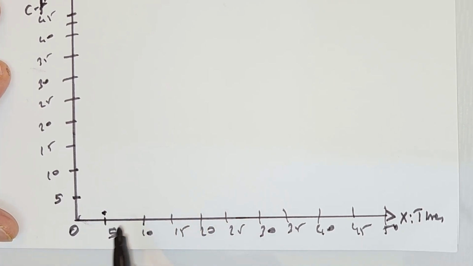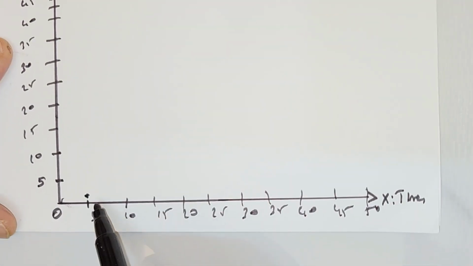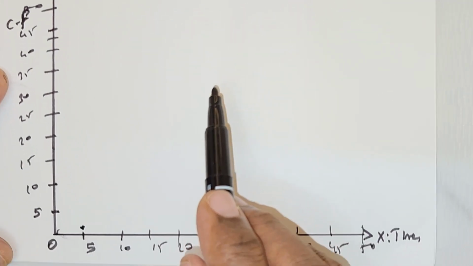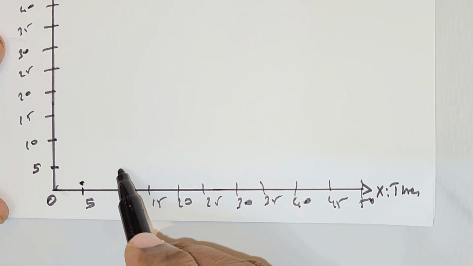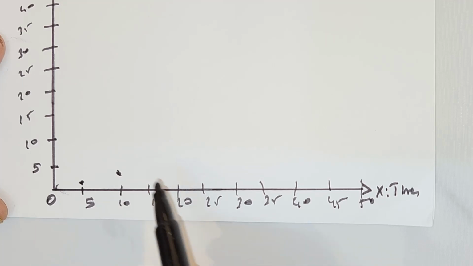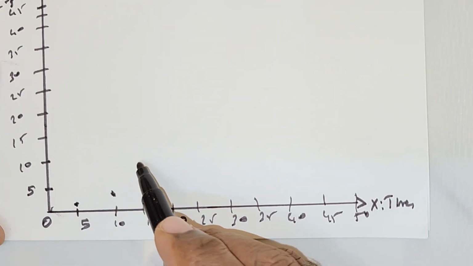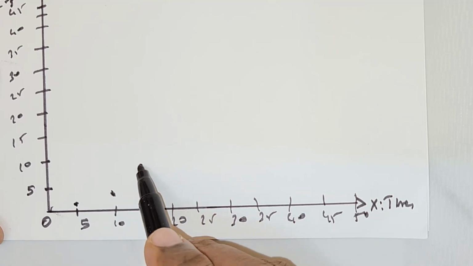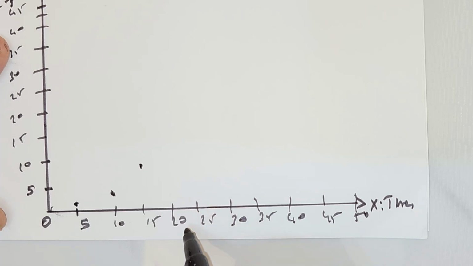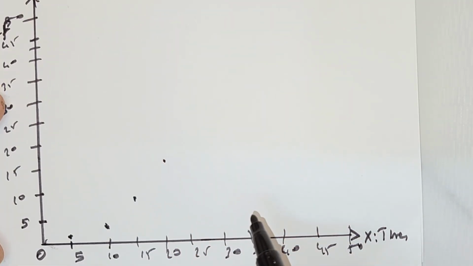Of course, you might be asking me, how do I know? Because this is just an approximate plot. 5, 1. Okay. Next is 10 minutes. How many students have completed the test? 3 students have completed the test. So this is an approximate plot. So 15 minutes, how many students have completed the test? 8. So this is going to be over here. And next is 20. In 20 minutes, how many students have completed this? 15. So this is going to be over here.